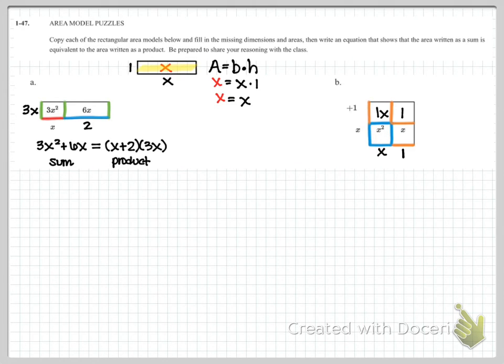So I'm going to write it as a product and as a sum. Across the bottom is x plus 1. Up the side is x plus 1, and I'm going to go ahead and rewrite that as x plus 1 squared. And then inside, combine like terms as you go. I've got an x squared plus 2x plus 1, and then I'm just going to bring that down. x squared plus 2x plus 1.